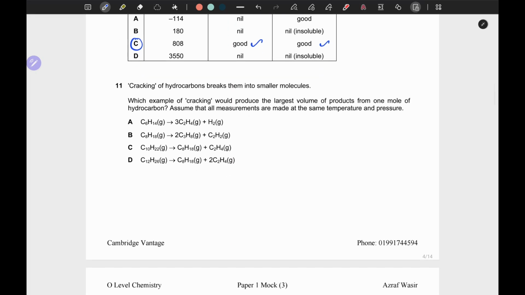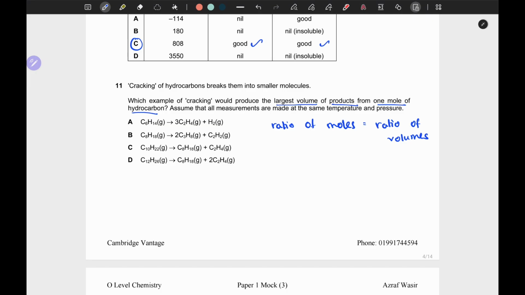Question number 11. Cracking of hydrocarbons breaks them into smaller molecules. Which example of cracking would produce the largest volume of products from 1 mole of hydrocarbon. Assume that all measurements are made at the same temperature and pressure. For this question, the most important concept is that for these chemical equations, when they're balanced, the ratio of moles equals the ratio of volumes. And using this concept, we'll simplify this question a lot.